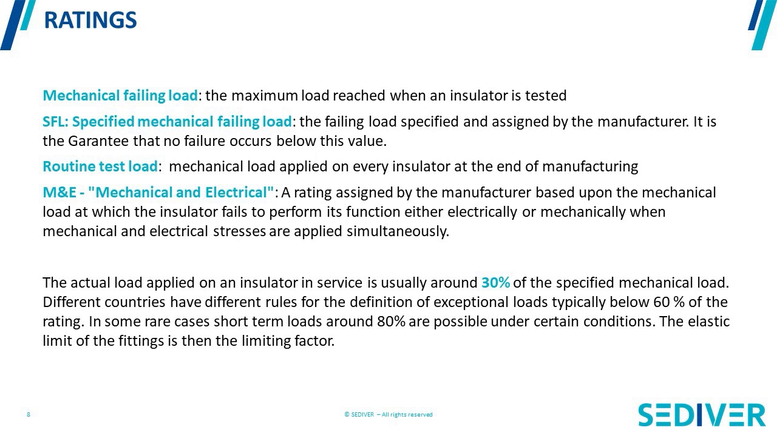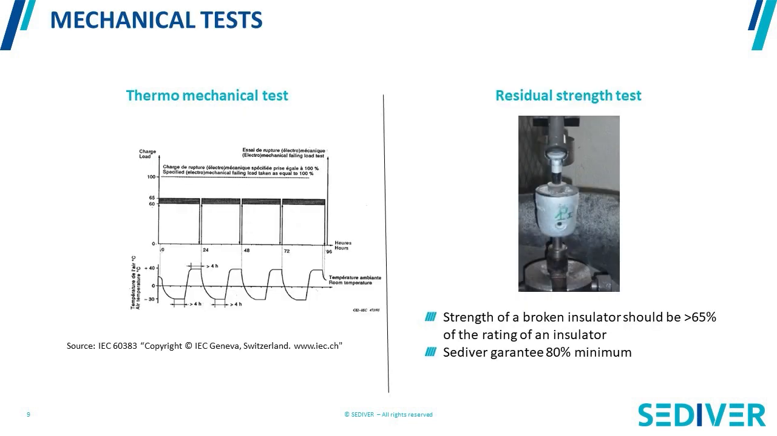So for porcelain, you have an M&E test, which is an electromechanical guarantee, rating, failing load, and you have an electromechanical routine test. Porcelain insulators, when they are manufactured, talking about cap and pin insulators, which are, I would say, the twin brothers of glass cap and pin insulators, are tested in routine with an electromechanical stress. Okay, so here you see what I said earlier. Service load is around 30%, which is why the routine is around 50.